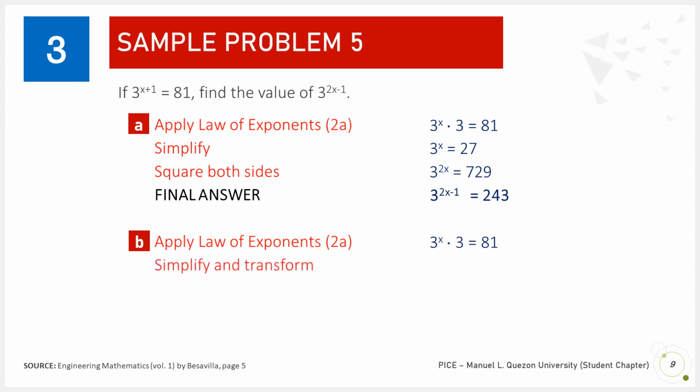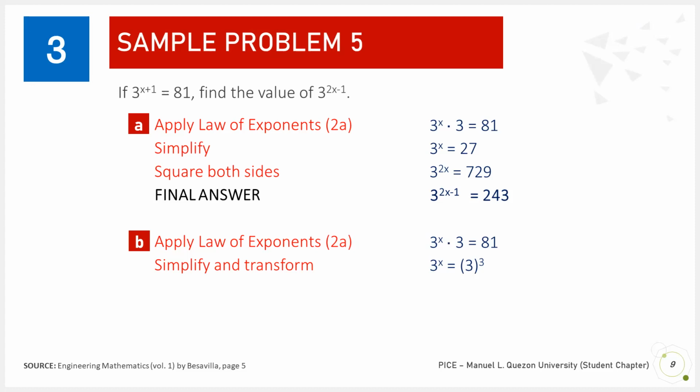And the second step is we simplify and transform. So we have 3 raised to x is equal to 3 raised to 3. So how did we arrive here? If you notice, when we simplify 3 raised to x multiplied by 3 is equal to 81, we get 3 raised to x is equal to 27. So if you are confused because I did two steps here, you can refer to the second step of our first method.